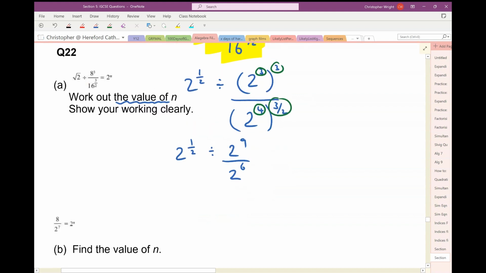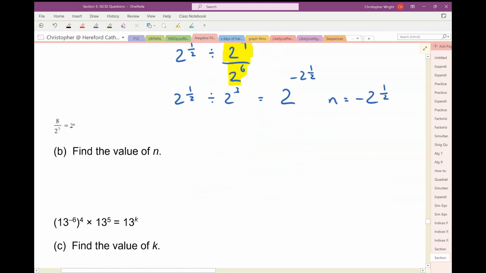So what have we got? We've got 2 to the power of a half divided by, now what does this fraction equal here? Well, it's 2 to the power of 9 divided by 2 to the power of 6, subtract the indices, 2 to the power of 3. So what I've got here is 2 to the power of a half divided by 2 cubed, subtract the indices, 2 to the power of minus 2 and a half. So n is equal to minus 2 and a half.